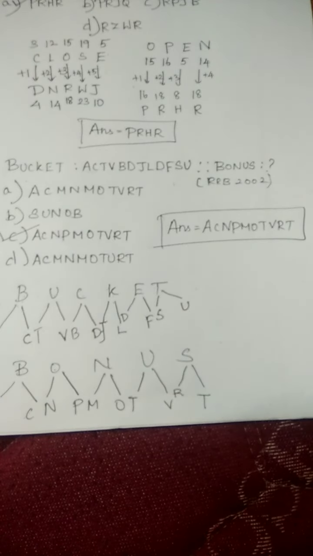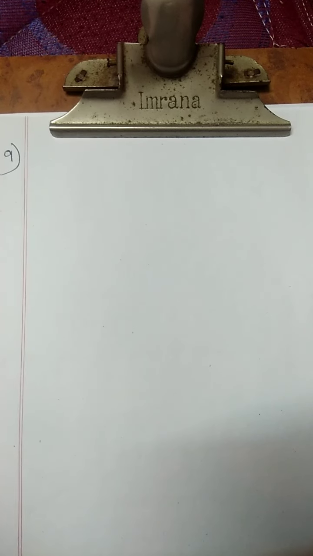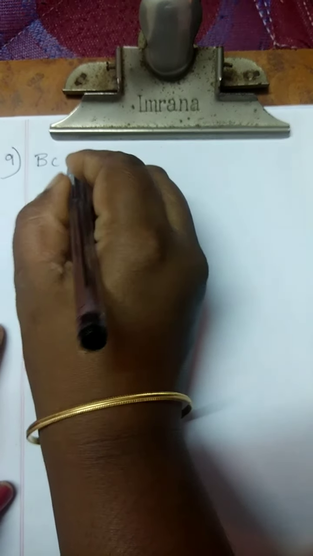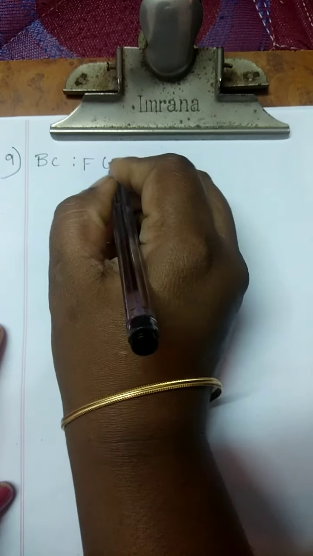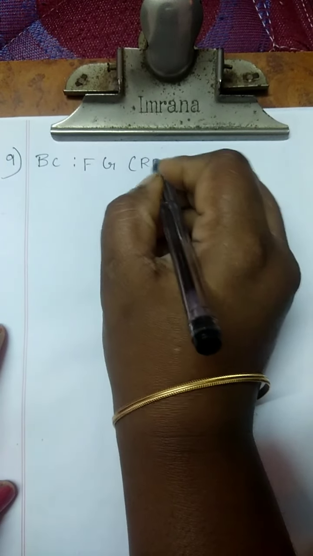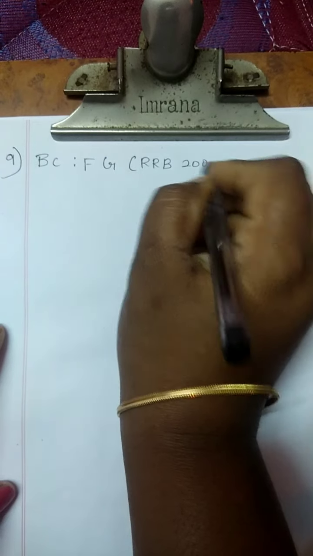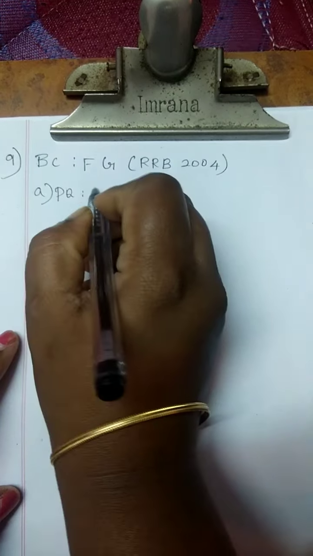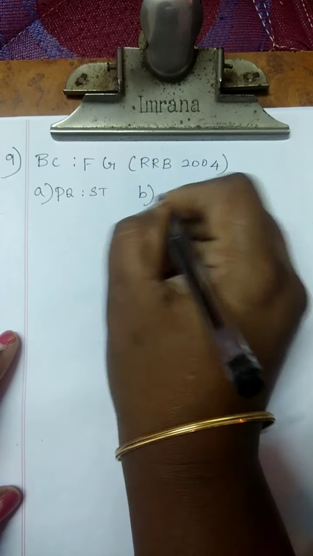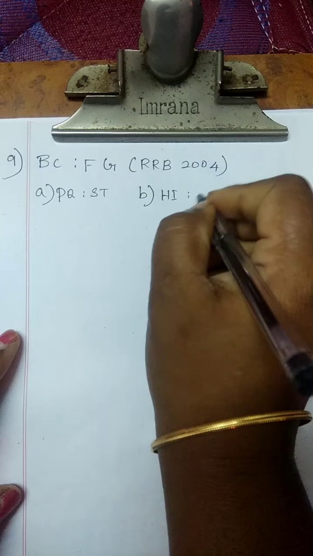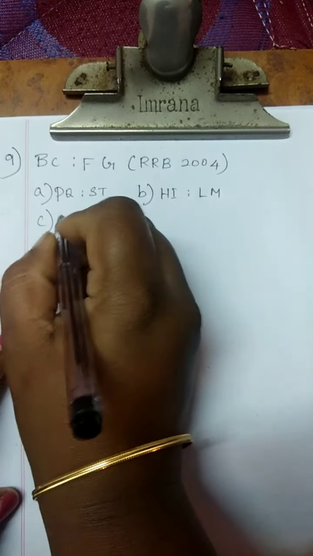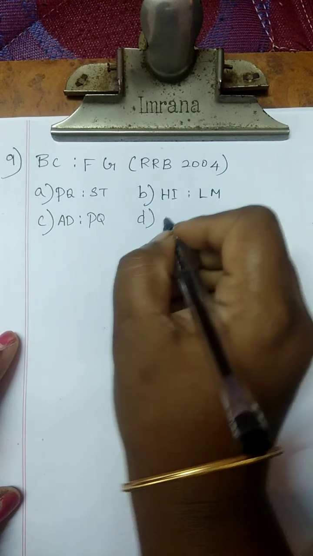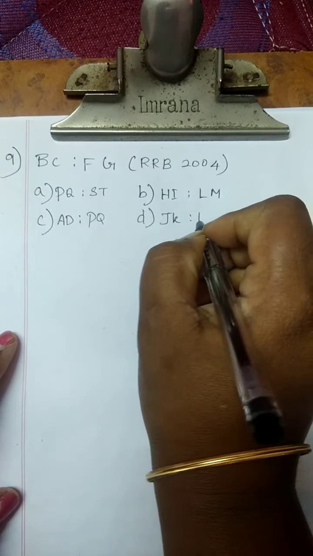So now we are moving to the ninth sum. This is a simple sum: B, C hyphen F and G. This question was asked in the RRB exam 2004. The options are P, Q, S, T. B is H, I, hyphen, L, M. C is A, D, hyphen, P, Q. D is J, K, L, M.